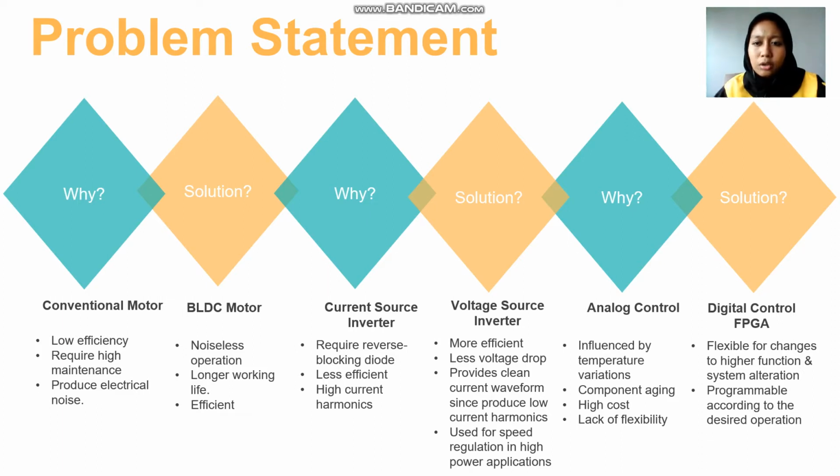Next, analog control is usually influenced by temperature variation, component aging, has higher cost, and lacks flexibility. Therefore, I use digital control, which is FPGA, that is flexible for changes to higher system alteration. It is also programmable according to the desired operation.